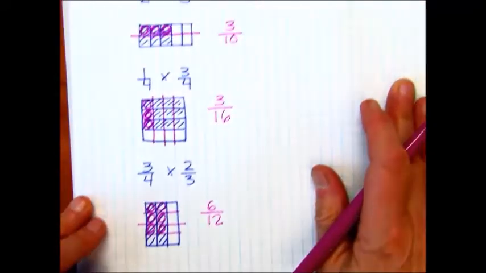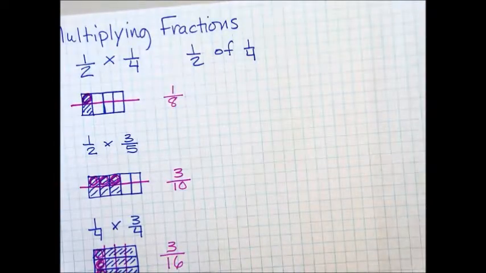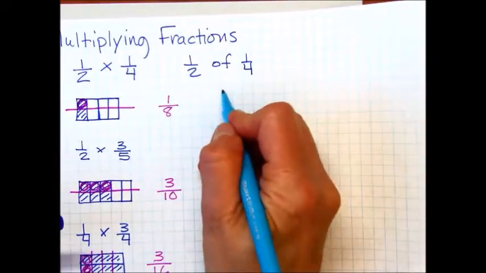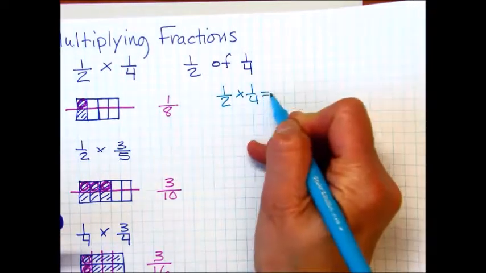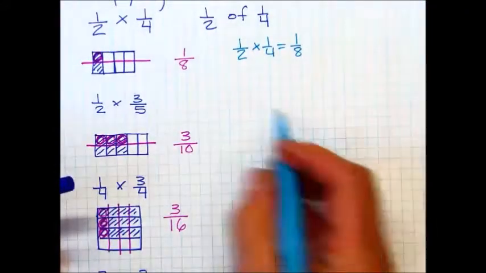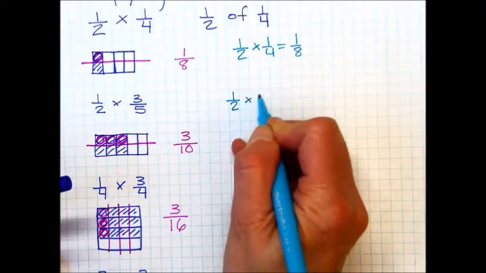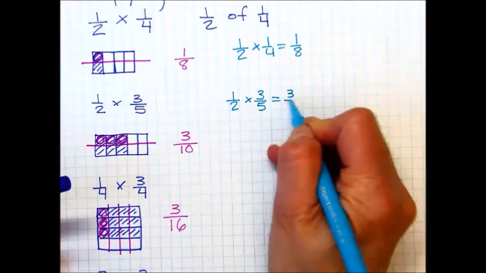Now let's go ahead and look at some patterns. I'm going to go back up here and rewrite these fractions with the answers. So in this problem, we found that 1/2 times 1/4 equals 1/8. In the second problem, we had 1/2 times 3/5, and that equaled 3/10.